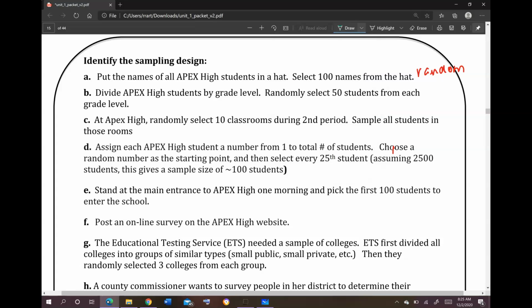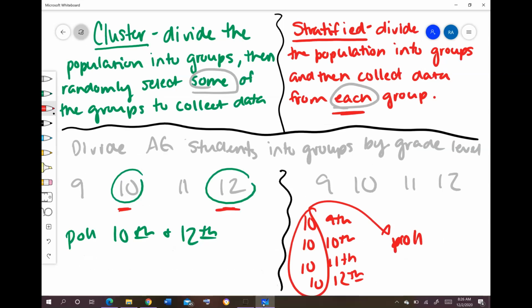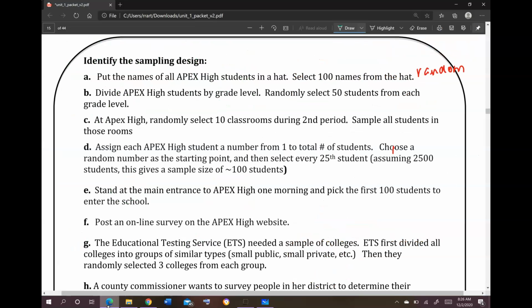Next one: I divide Apex High School students by grade level. When you hear something being put into groups, it's going to be cluster or stratified, 9 times out of 10. So I divide Apex High students by grade level, and I randomly select 50 students from each grade level. Remember I said stratified takes some from each, and cluster takes a whole cluster. So if I'm taking 50 students from each grade level, that's going to be stratified.